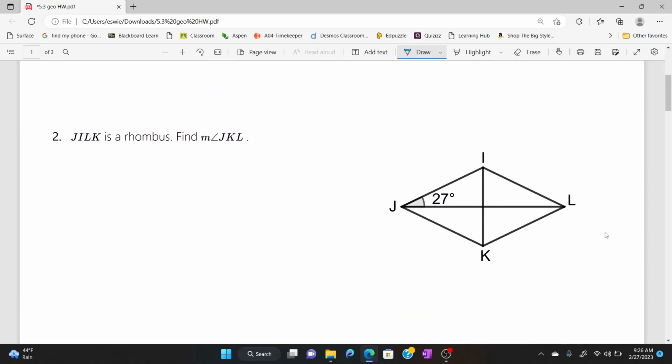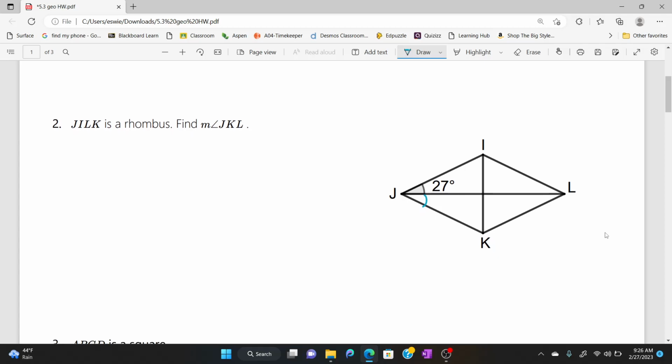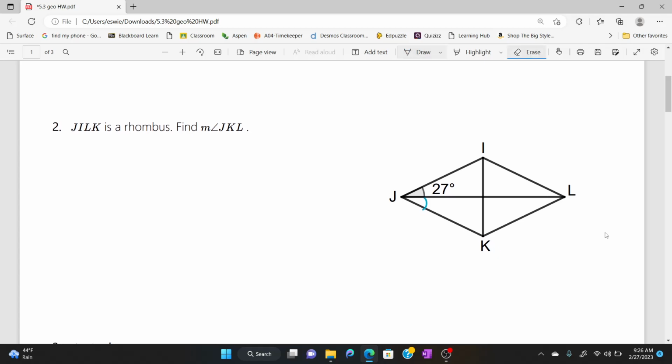Okay, looking at number 2. It says JILK is a rhombus. Find the measure of JKL. So this is a rhombus. We know that in a rhombus, oh man, delete, erase. There we go, I got it.